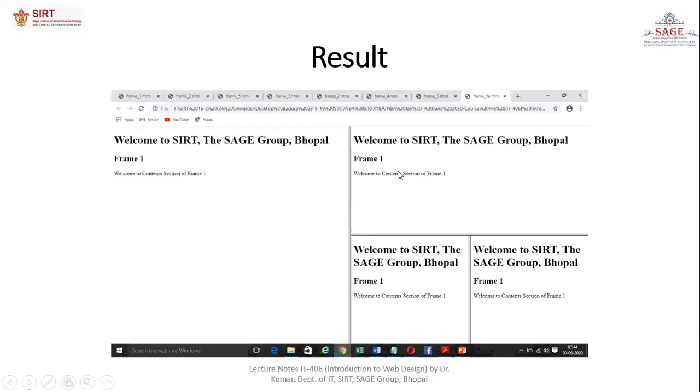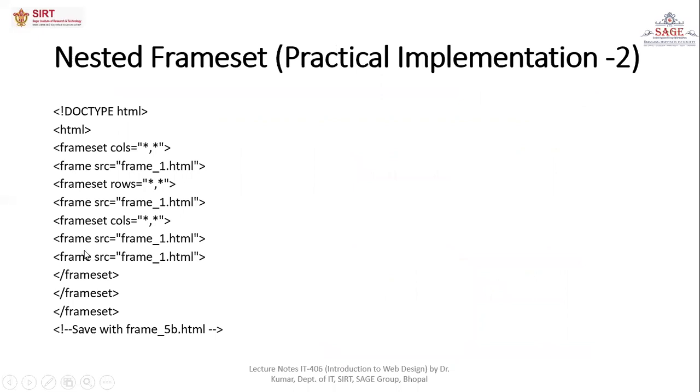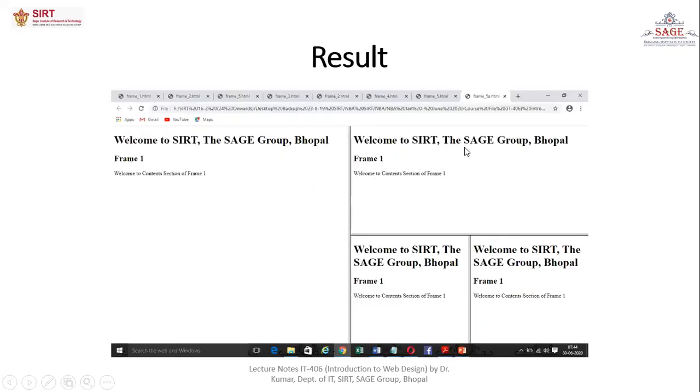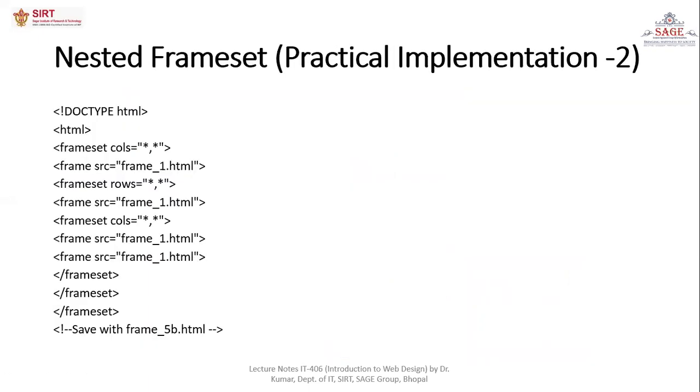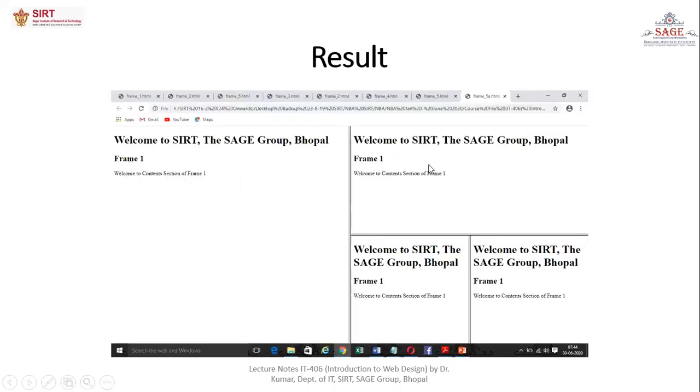As the result, the second column is divided into two rows, first row and second row. Now here inside the first column, I divided two rows, and inside the first row I display the content of frame_one.html. So here I display the content of the first HTML file, that is, welcome to SI, the sales group. And again I divide the second row into two columns.